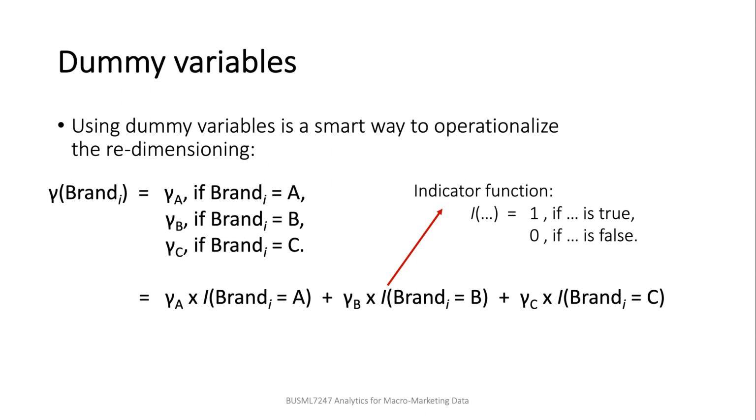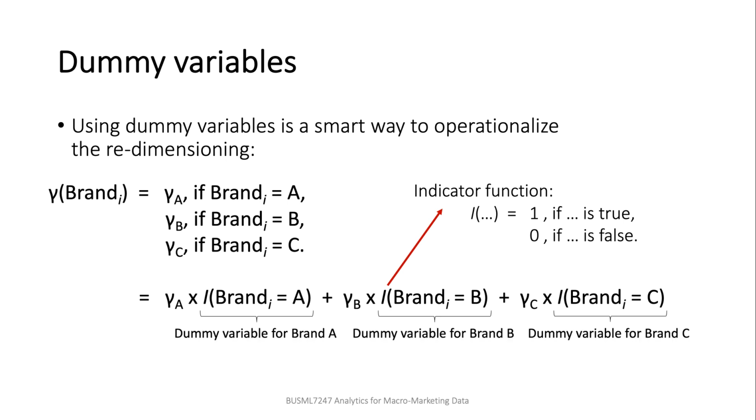Here, this I denotes an indicator function, so if the input of an indicator is true, the indicator has 1 as its value. If not, it has 0 as its value. And a variable created by this indicator function is a dummy variable. For example, if the ith observation is associated with brand A, then only the first indicator becomes 1 and the others have 0. Gamma A times 1 plus gamma B times 0 plus gamma C times 0 equals gamma A. So we end up with having the correct baseline parameter for brand A.